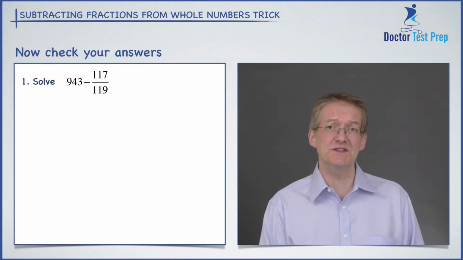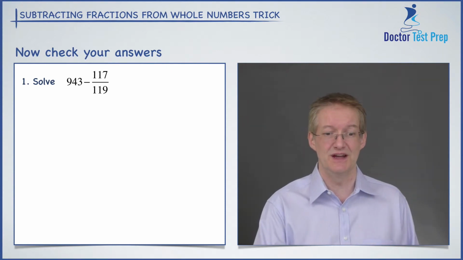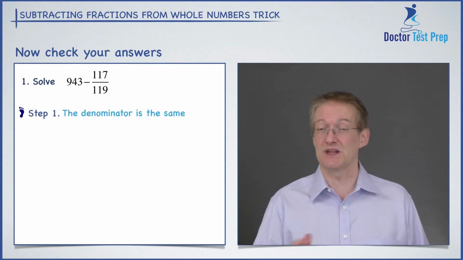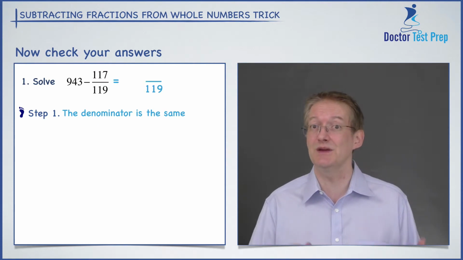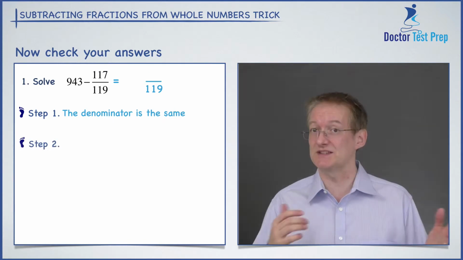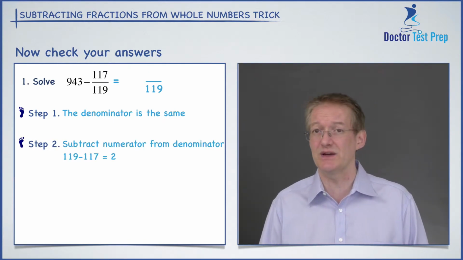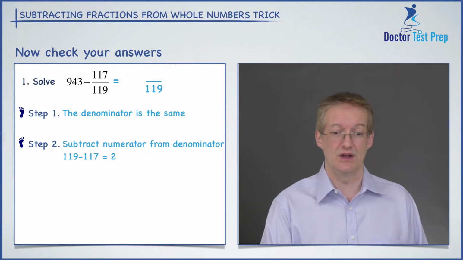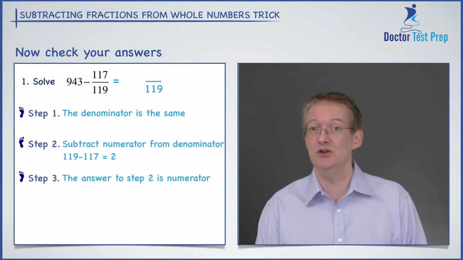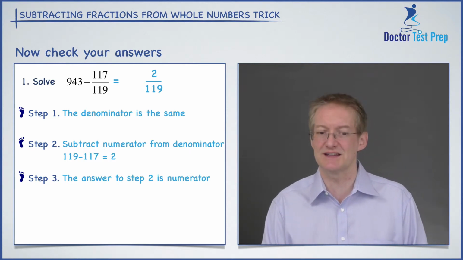Welcome back. So let's see how you did on these 2 questions in the quiz. Now the first question looks nasty, but remember the 4 steps, it's nice and straightforward. So step number 1 is we're keeping the same denominator. We're keeping the 119 on the bottom. Step number 2, take away the numerator from the denominator. That's 119, take away 117, which gives us 2. Step number 3, place that as our new numerator. So we know we got 2 over 119.